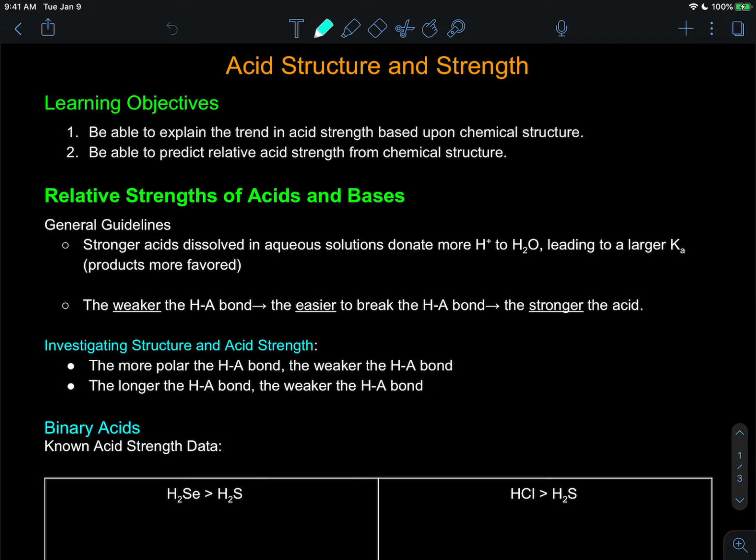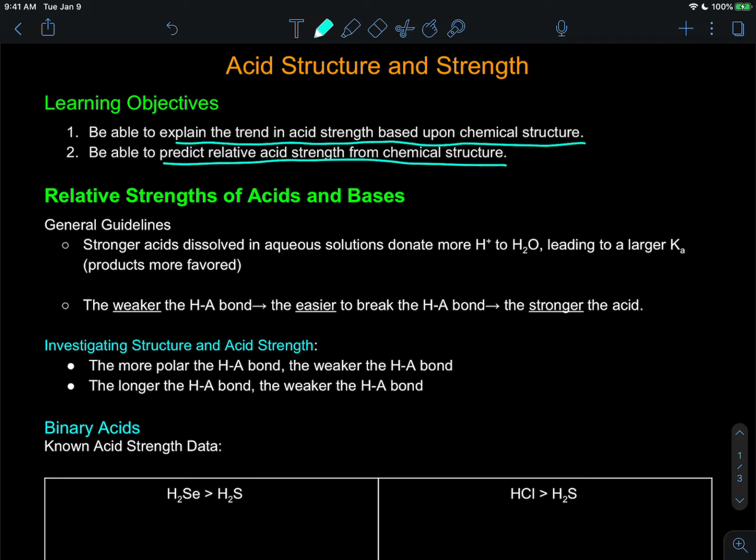So let's talk a little bit about acid structure and strength and being able to look at the chemical formula, which would tell us something about the chemical structure of the molecule and how that relates to acid strength. And so hopefully through this video, we'll be able to explain the trend between chemical structure and acid strength. And then also from that, be able to apply that by predicting relative acid strengths from chemical structure.